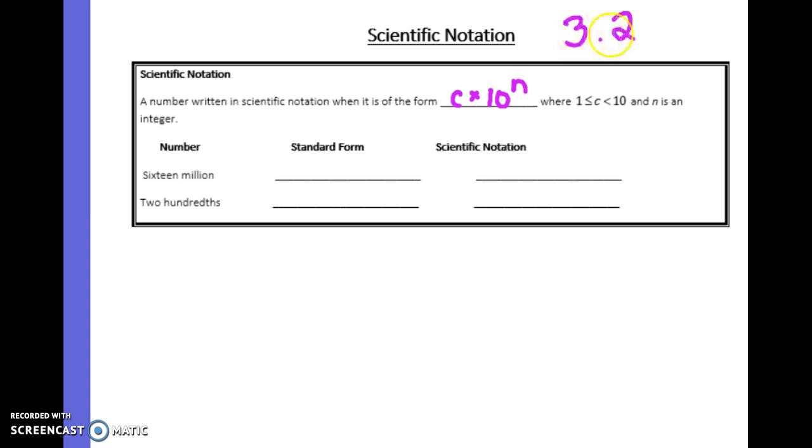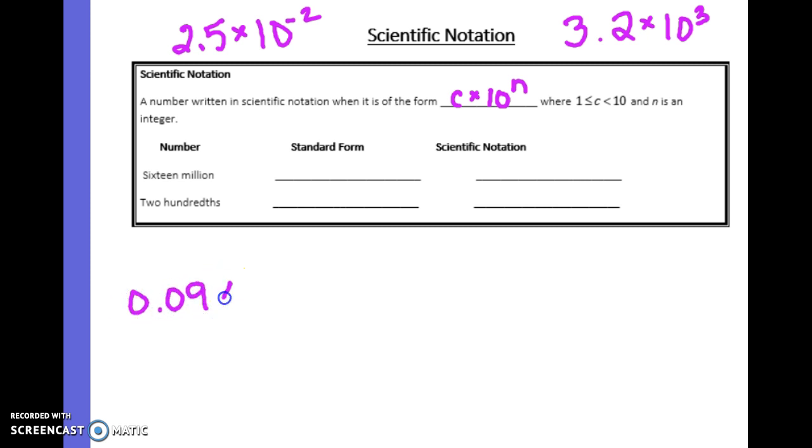So 3.2 times 10 to the third is an example of it. Or maybe you had 2.5 times 10 to the negative 2. It's always times 10 and then to an exponent. What you're not going to have is a number that's smaller than 1 times 10; that would not be in the form. It's always going to be 1 or larger, and less than 10.